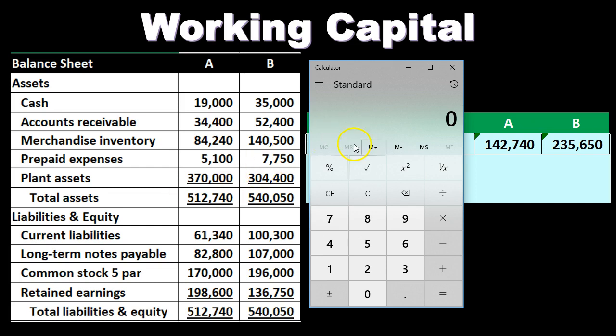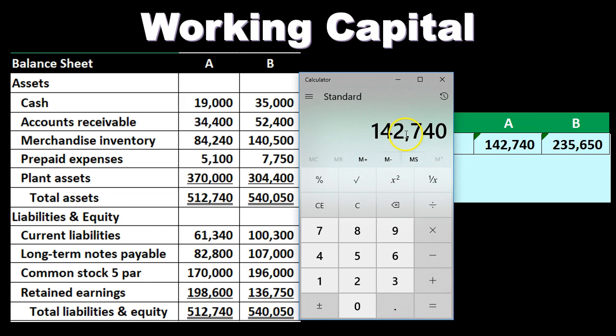So what we want to do is take those things that might be helpful to generate or be consumed shortly in order to help us to generate the revenue or the capital, the cash that's going to be needed to pay off the current liabilities. So we got the 19,000 plus the 34,400 plus the 84,240 plus the 5,100. And that's going to be the 142,740.